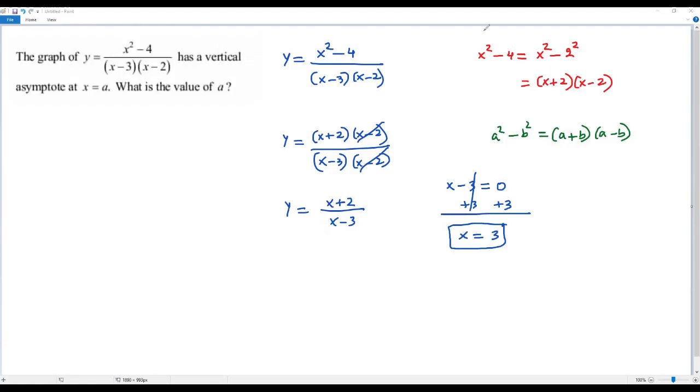But already we have the equation of the vertical asymptote in the given information, that is x equals a. When I compare this one and this one, in the place of a we have 3. Therefore the value of the constant a is 3.